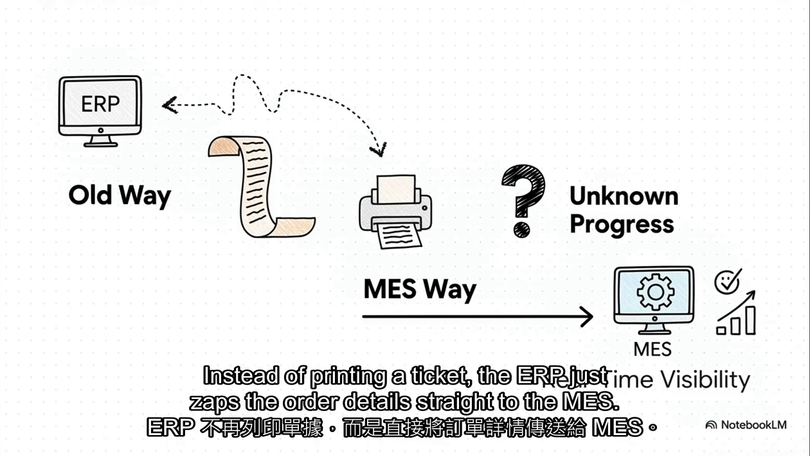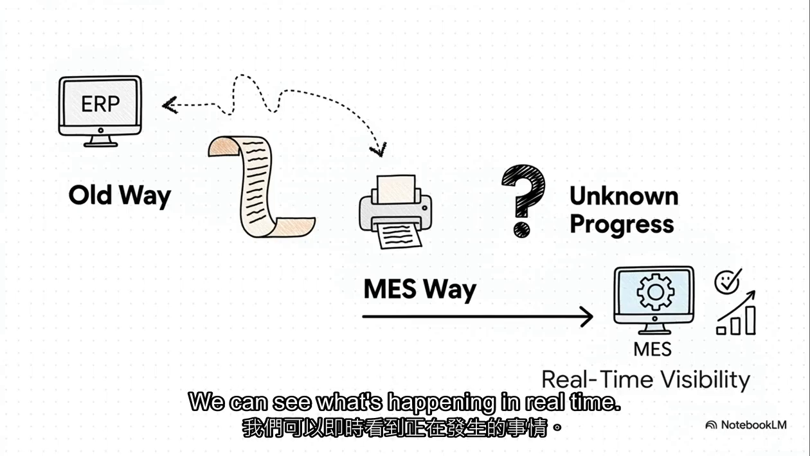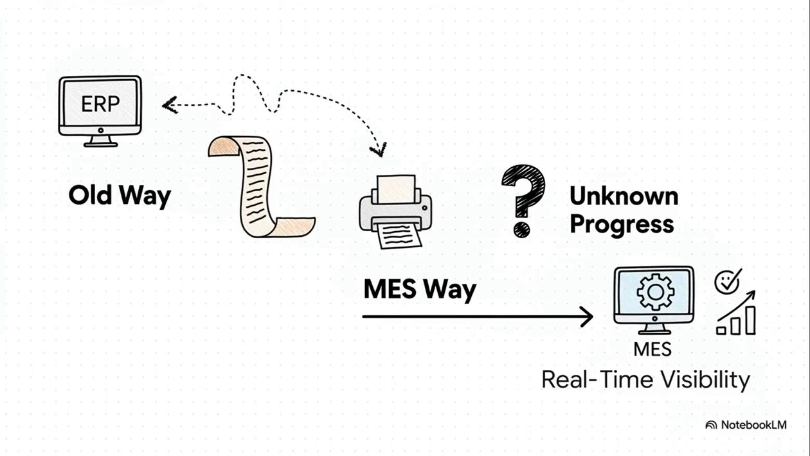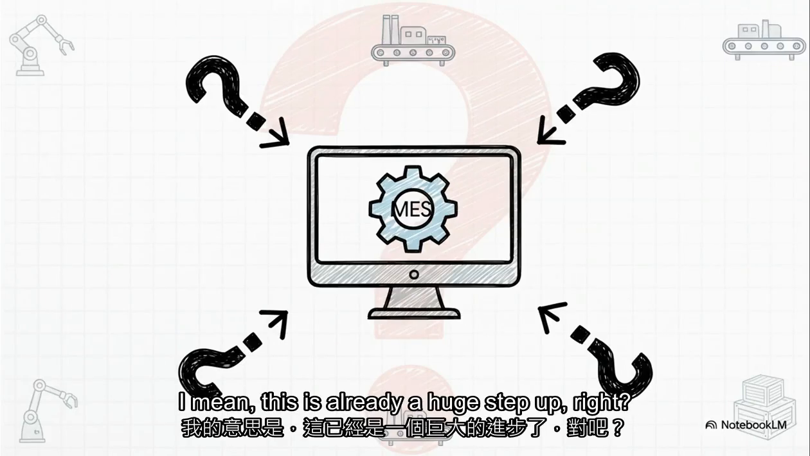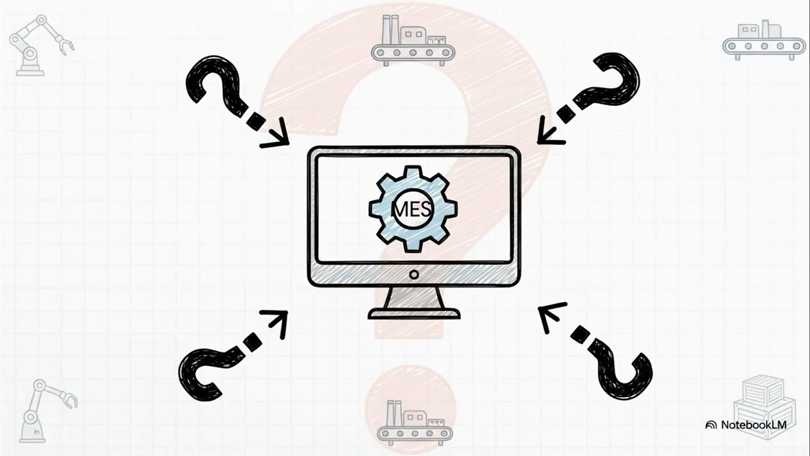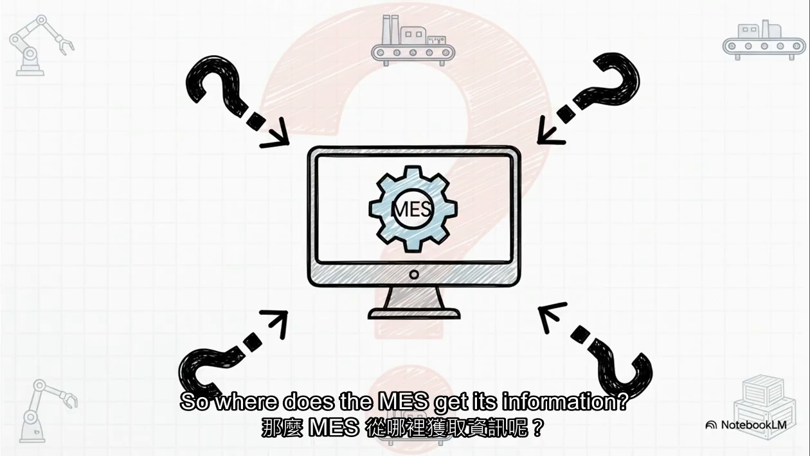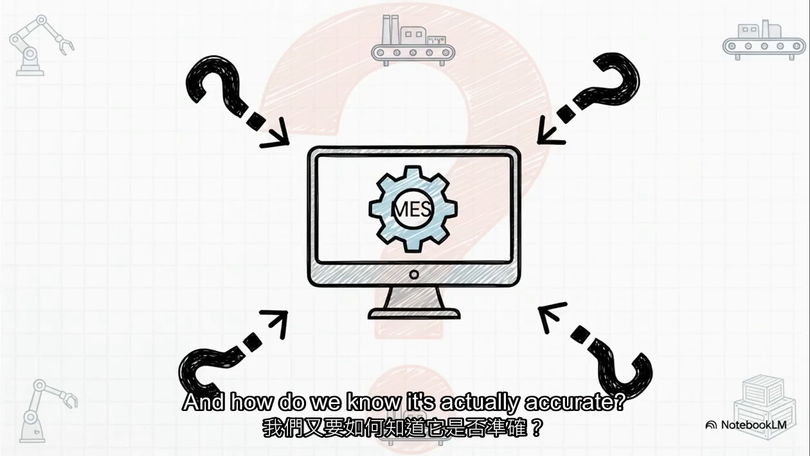Instead of printing a ticket, the ERP just zaps the order details straight to the MES. And bam! Instantly, we have a digital record. We can see what's happening in real time. This is already a huge step up, right? We can finally see the order in a system. But wait a minute. A system is only as good as the data you feed it. So where does the MES get its information? And how do we know it's actually accurate?